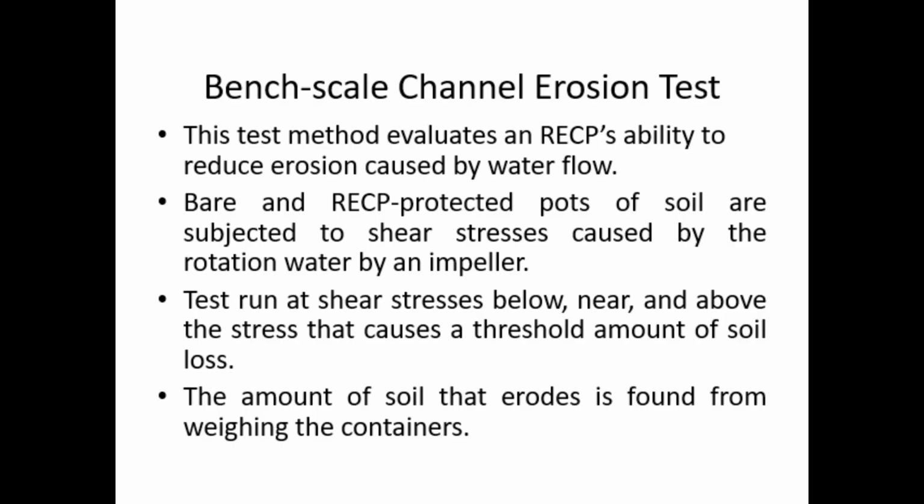Shear stresses below, near, and above the stress that causes the equivalent of 1/2 inch of soil loss are used. 3 pots are exposed at each shear level and, like with large-scale testing, the soil loss versus shear stress is plotted and the 1/2 inch intercept is determined with a best fit regression curve. Soil loss is determined by weighing the soil pots before and after a hydraulic event.